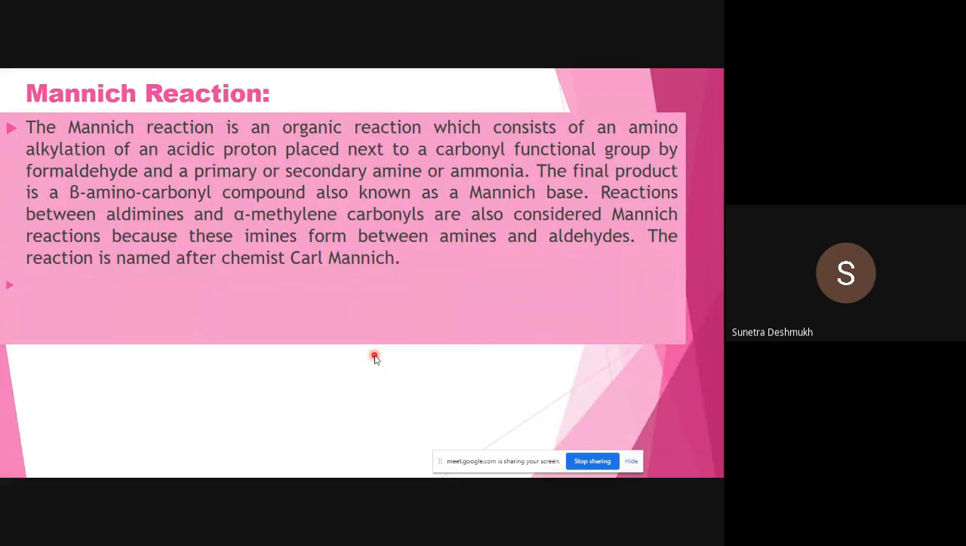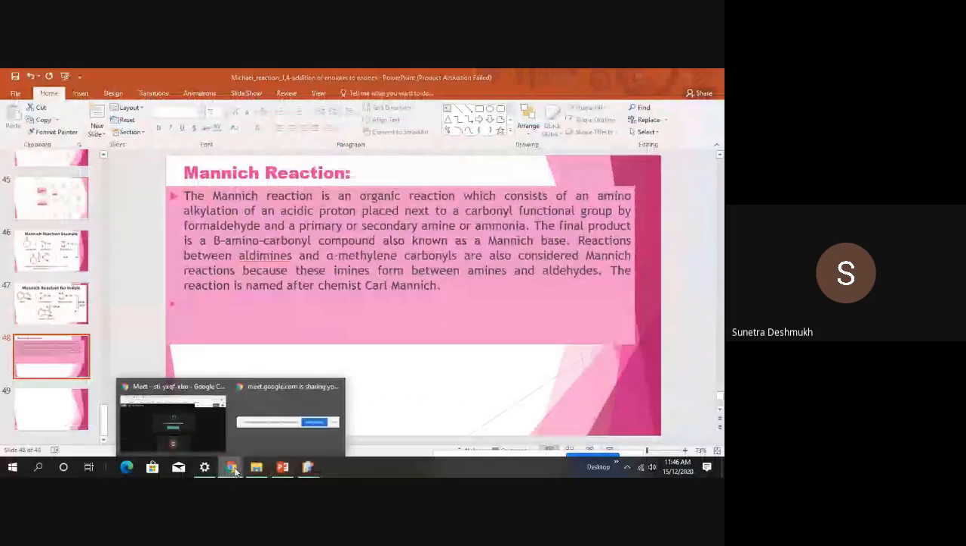So this is the Mannich reaction, which we can also call the Mannich base, and it was invented by the chemist Carl Mannich. This is the summary of the addition reaction, a 1,2-addition reaction, the name reaction being the Mannich reaction.